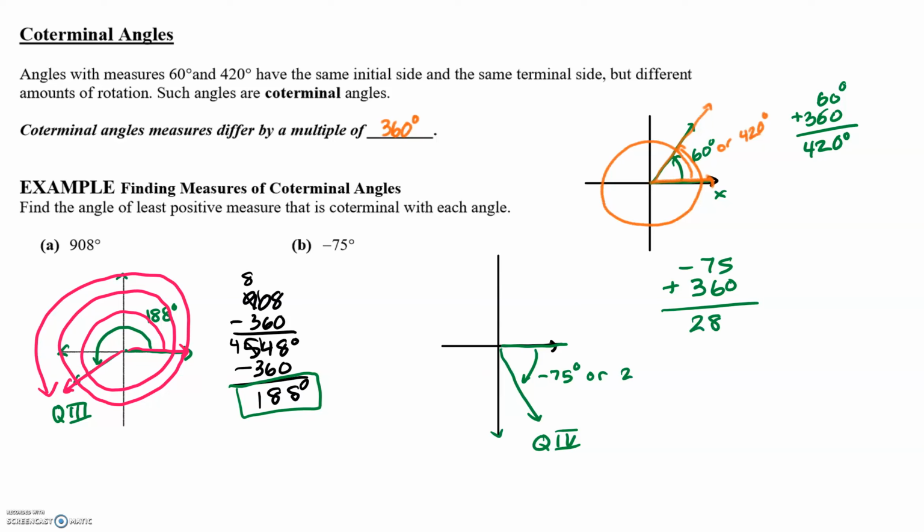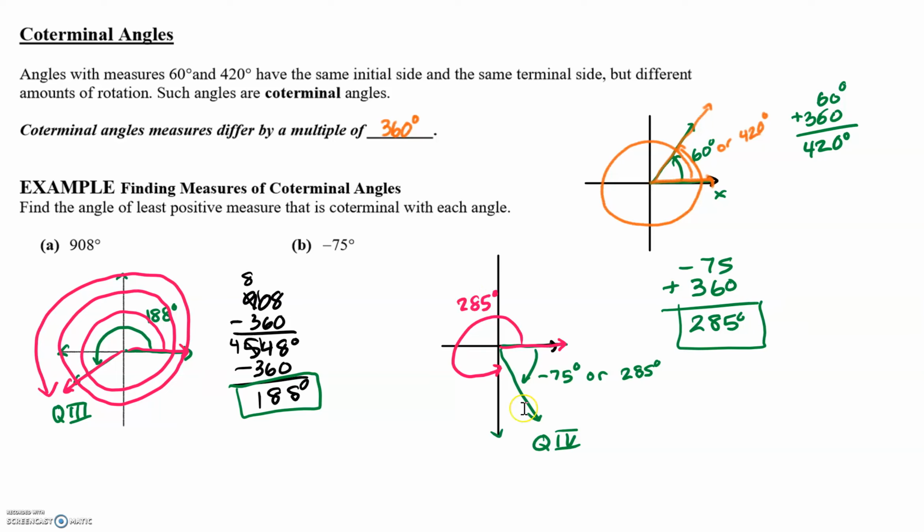285. Let's just try it here. So this angle right here is 285 degrees as well, with a normal rotation. And so 285 is the answer. That is the least positive coterminal angle. And what would that look like? Again, it would start on the initial side, but now it's positive, so it would go counterclockwise. That would be the 285 degrees.